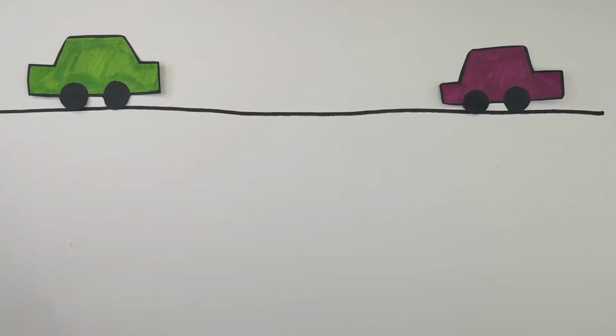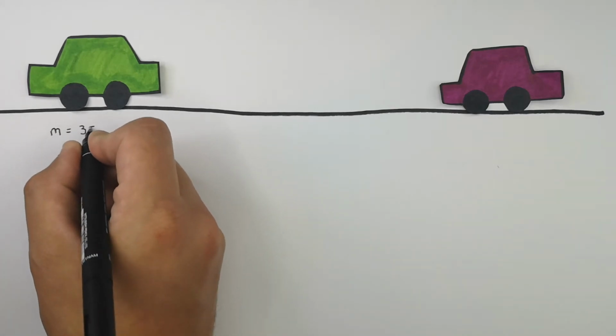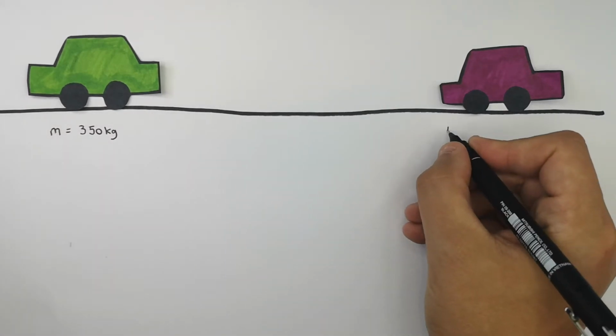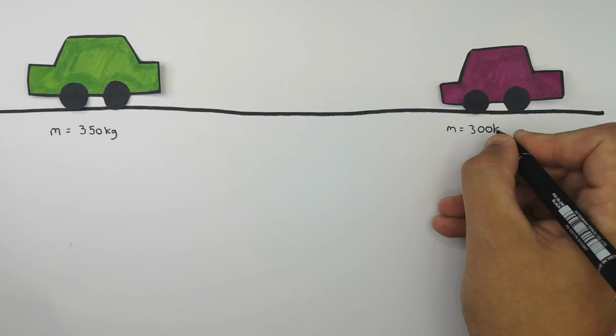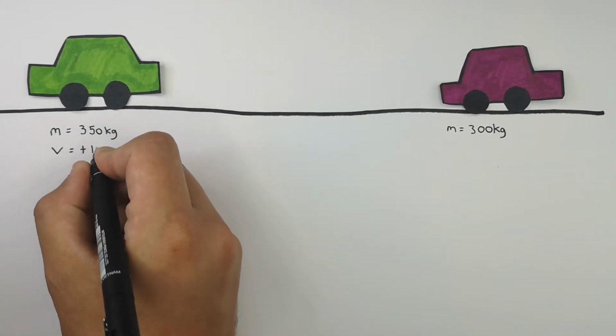These two cars are going to collide. We want to work out the combined velocity of the two cars after the collision. The mass of the green car is 350 kilograms. This purple car has a mass of 300 kilograms. The green car has a velocity of plus 10 meters per second.